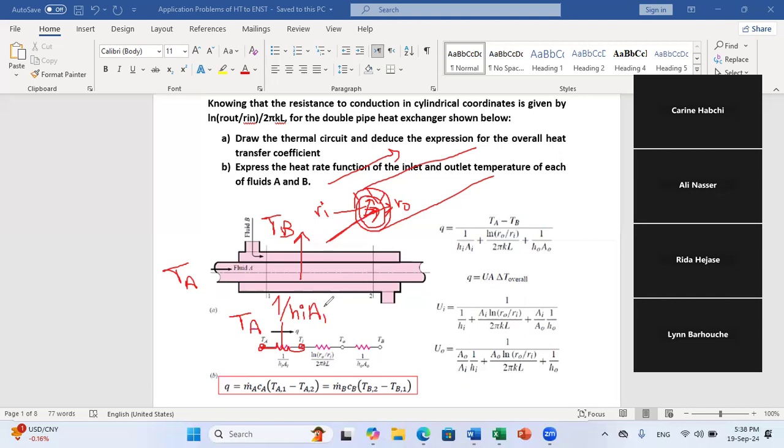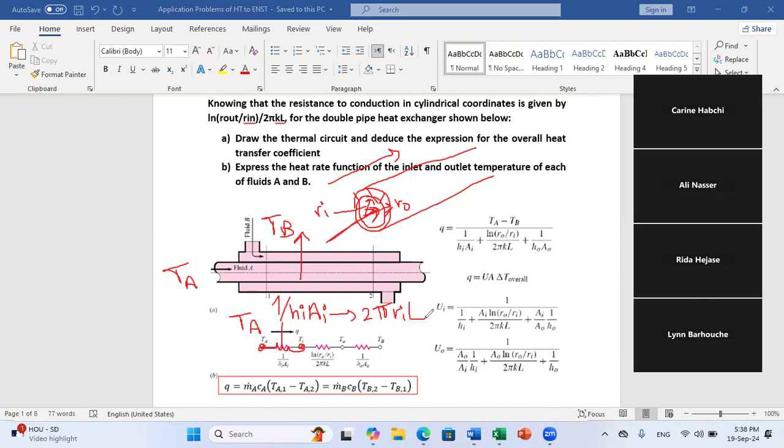You know that if you have a pipe, a cylinder, the area of exchange is the lateral area. The lateral area of a cylinder is the perimeter, 2 pi r, times the length. So we can replace A_i by 2 pi times R inner times the length of the tube, okay? So this is for the convective resistance.